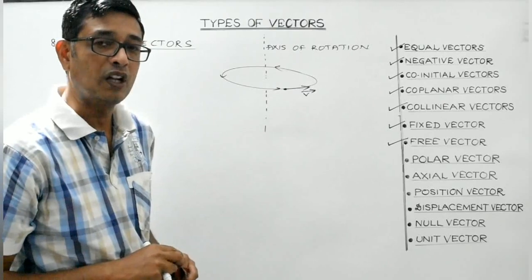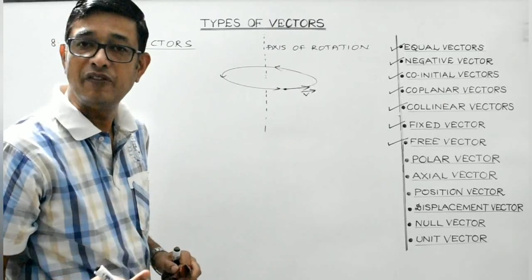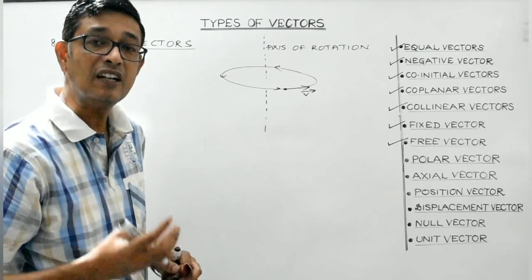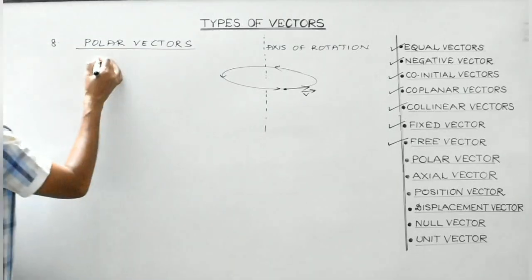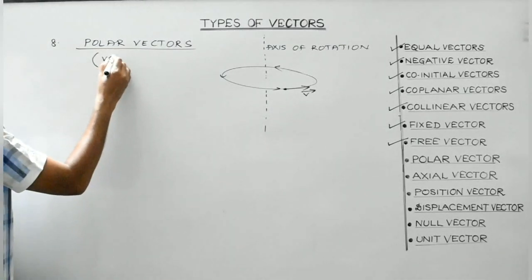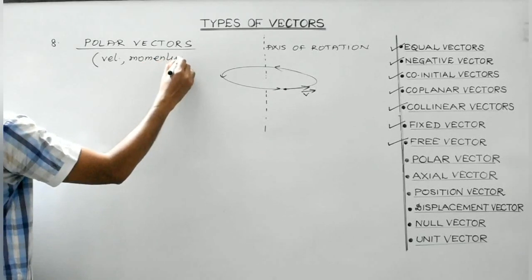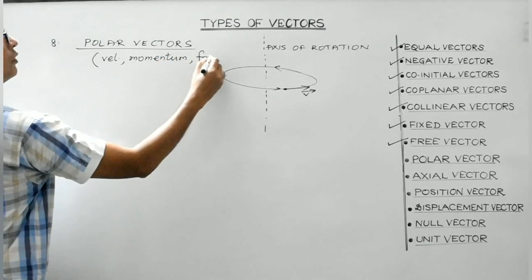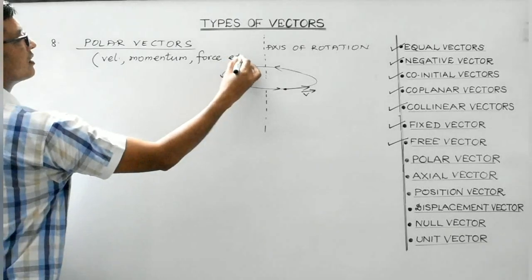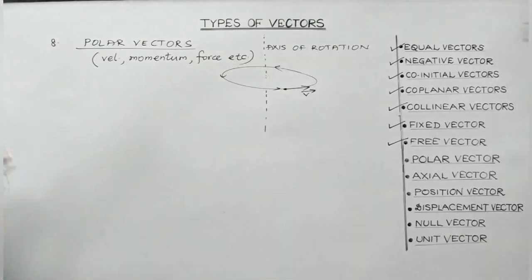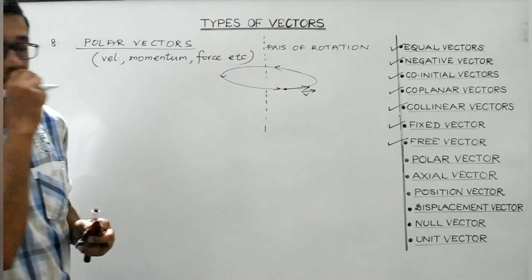So the examples of polar vectors are velocity vector, momentum vector and force vector, right? These are the examples. Velocity, momentum, force, etc. These are the examples of polar vectors, right?